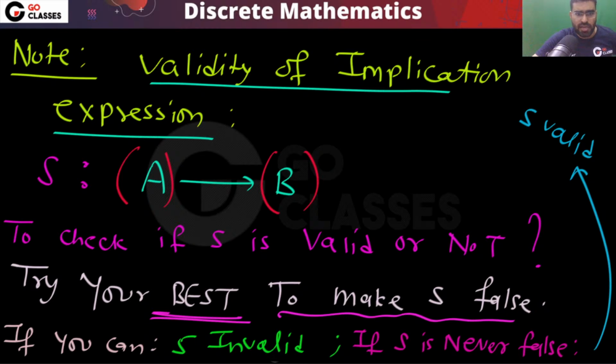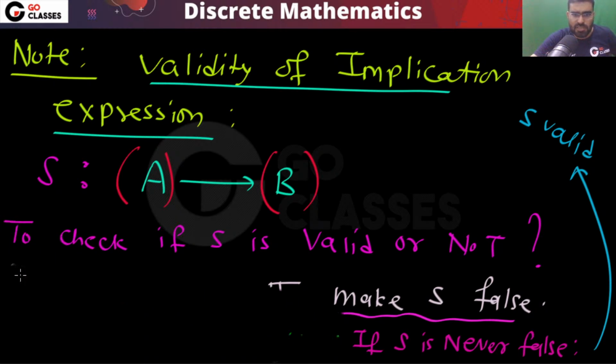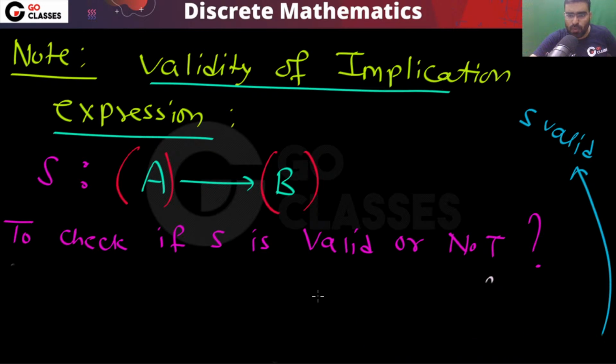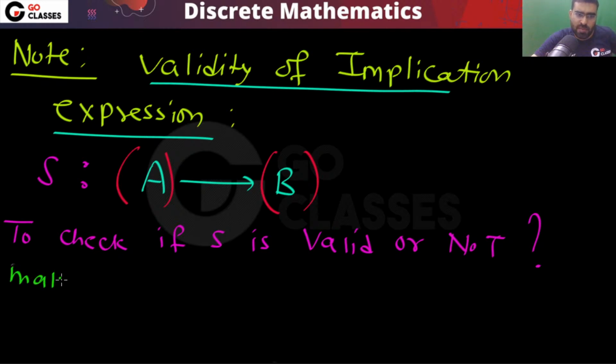So again I am telling you, whenever you have this implication statement, what to do if you want to prove whether it is valid or not? Let me tell you the best way. Make A true and then try to make B false. This is the best way.